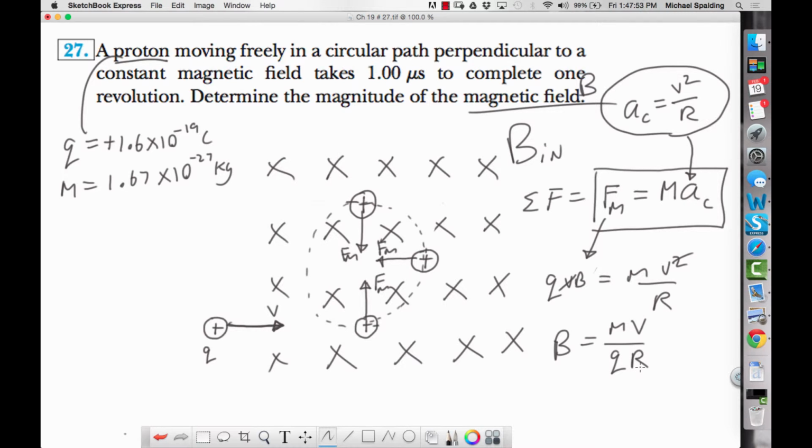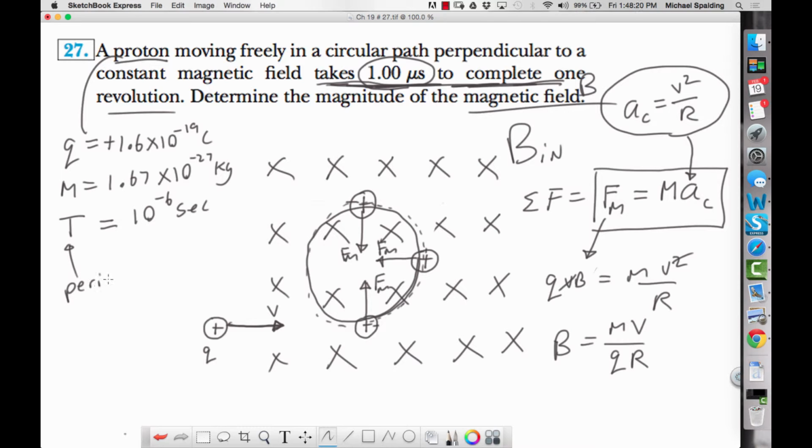Now, do we have enough info? Oh, one thing I didn't mention yet. It takes 1 microsecond to complete 1 revolution. What are they talking about right here? It takes 1 microsecond to complete a circle. What do we call that? The time for one circle is called the period. So 10 to the negative 6 seconds. Capital T is period. The period is the time for one circle, or time for one anything.